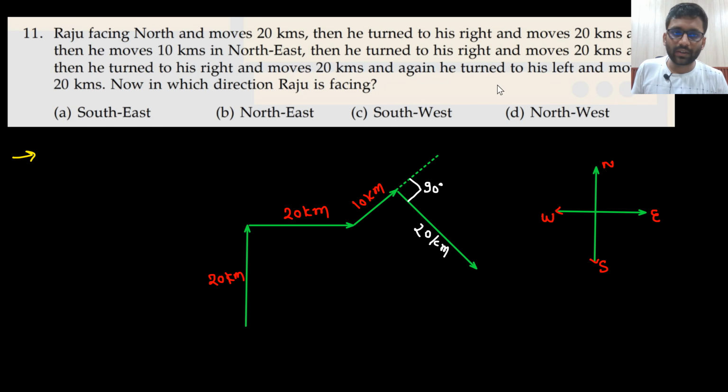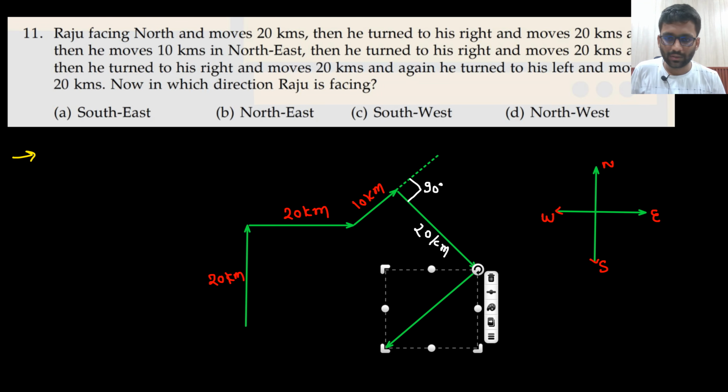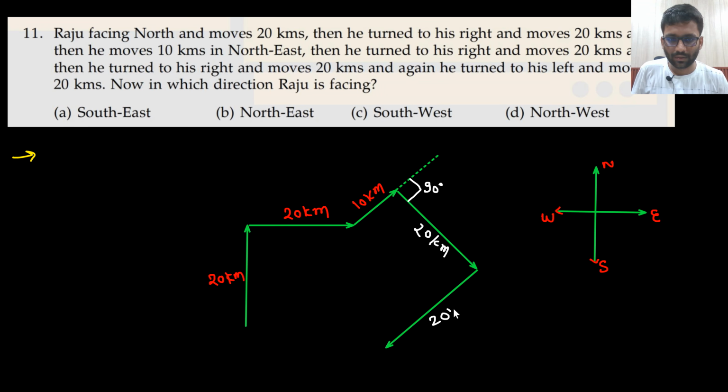So again he moves 20 kilometers, and then he turns to his right and moves again 20 kilometers. Then again he moves 20 kilometers. Again he has moved 20 kilometers. Now he is looking here in this direction. Now where does he move? Towards his left. Then he turns to his left and moves 20 kilometers.